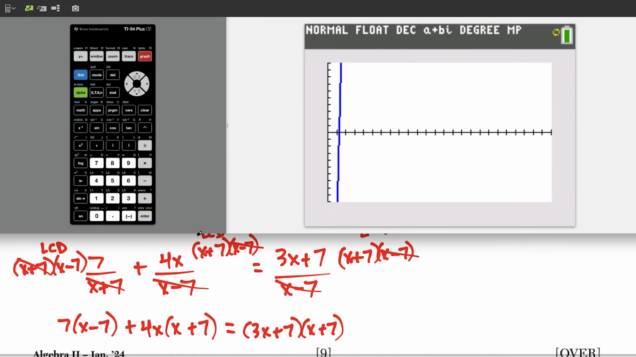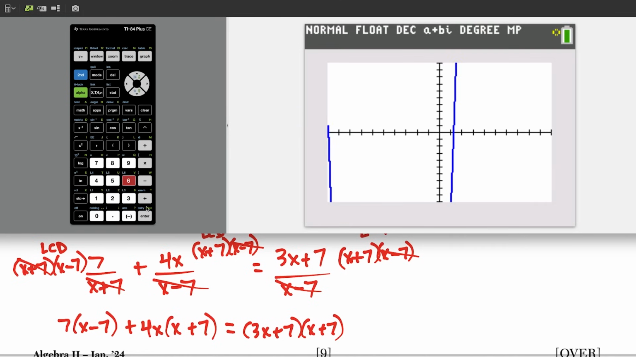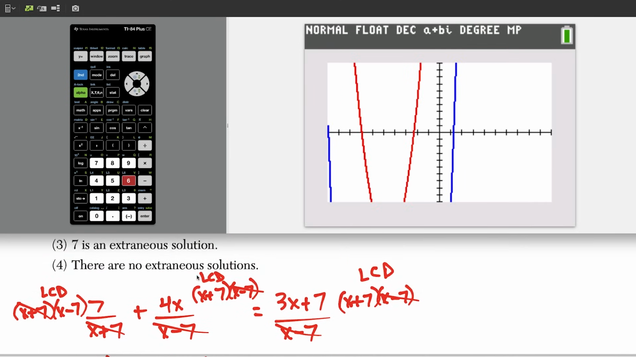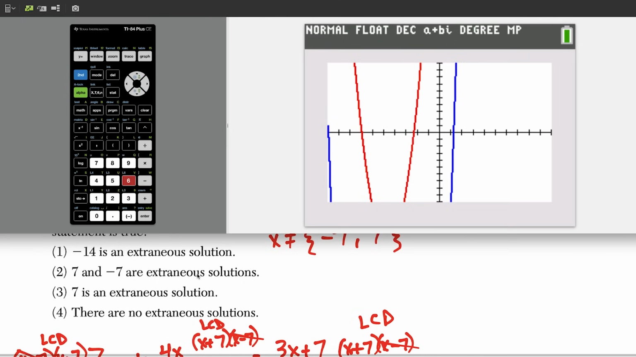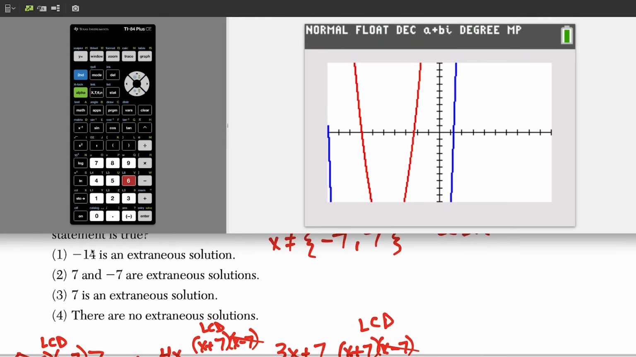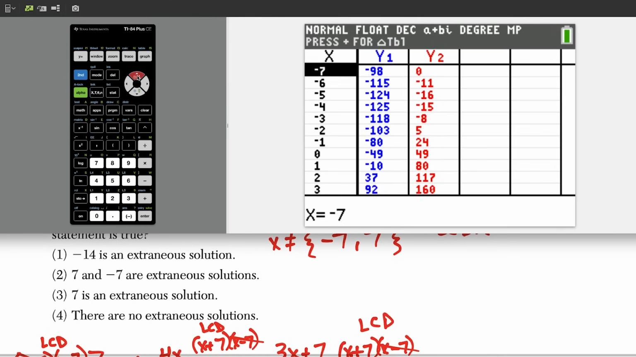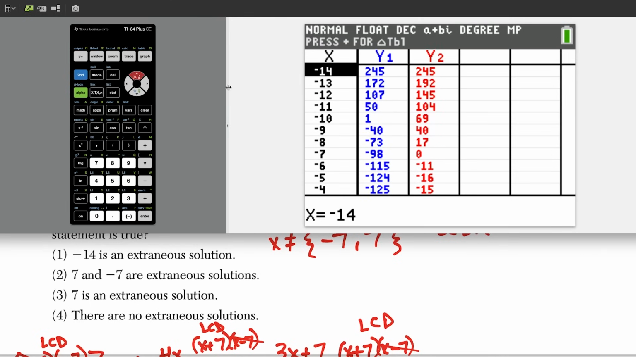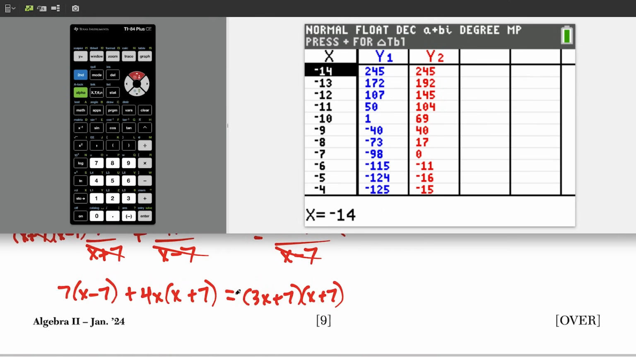So now we press graph here just to get an idea of what both of these graphs look like. And I'm going to press zoom 6 to put the graph back to normal. It's a little bit difficult here to see what's going on. But notice that we have potential solutions: -14, -7, and 7. So I'm going to press second graph to go to the table and look at -14. What we have is a match. So this tells me that -14 is a solution to this equation.